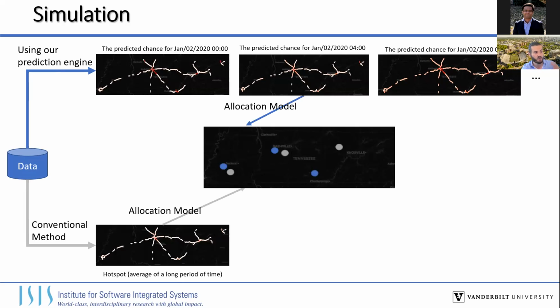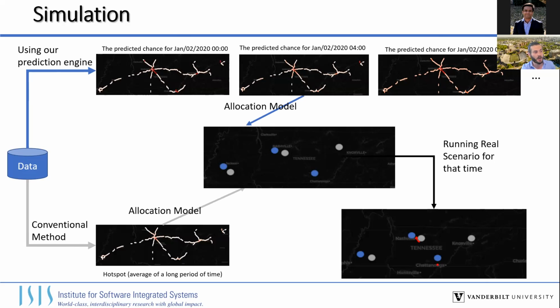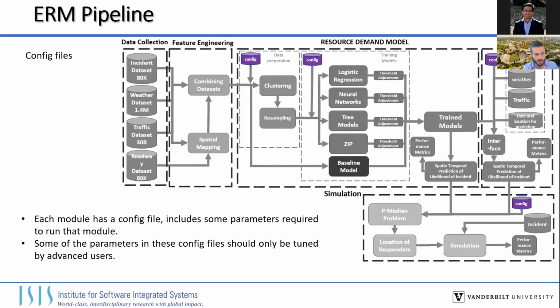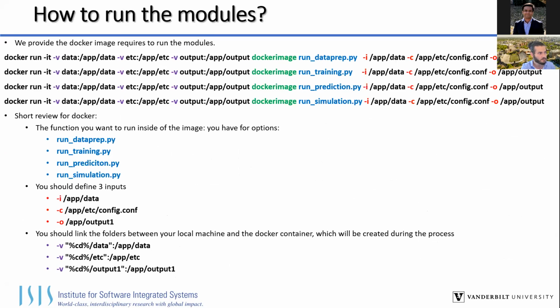Then we do it for each, for example, 4-hour window or each day or each month, and we calculate the results. That part was the simulation. And then based on that, we can compare different methods. So if a method has a lower travel distance or lower service time, generally it's a better model.